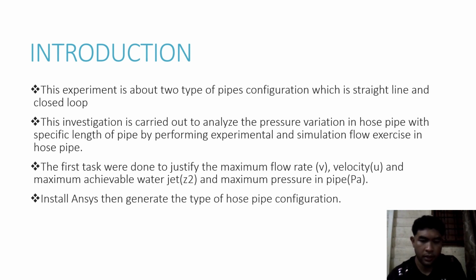This assignment is about two types of pipe configuration, which is straight line and closed loop configuration. This investigation is carried out to analyze the pressure variation in hose pipe with specific length of pipe by performing experimental and simulation using ANSYS flow exercise in hose pipe.